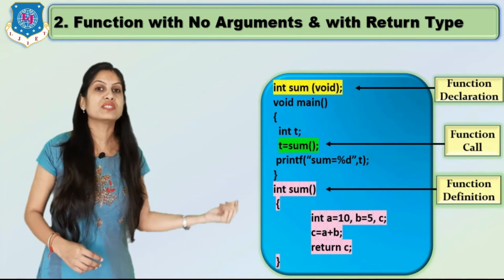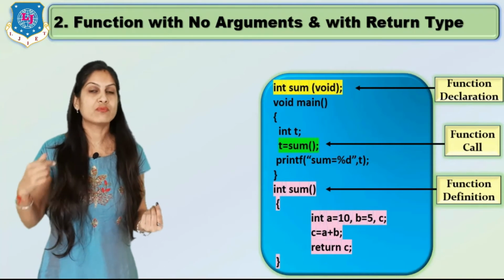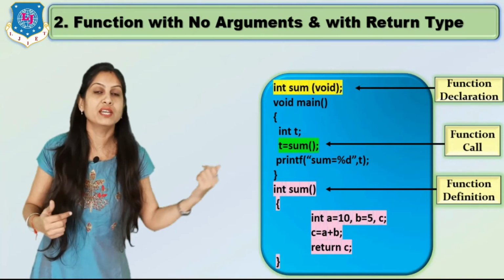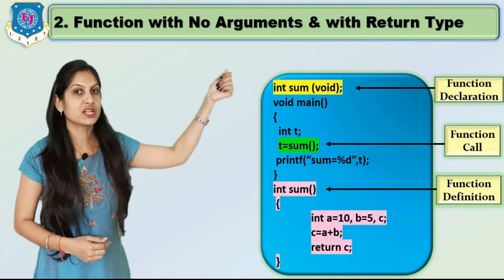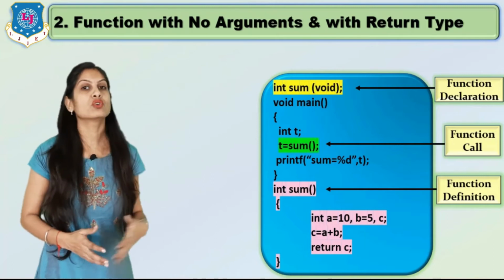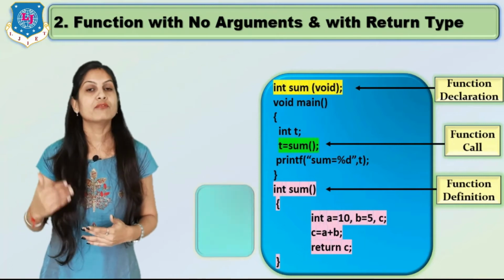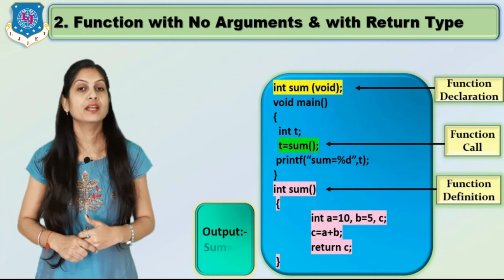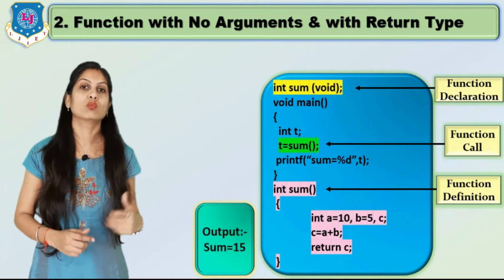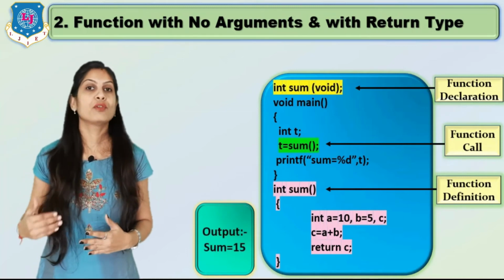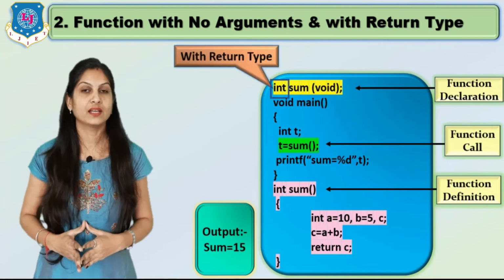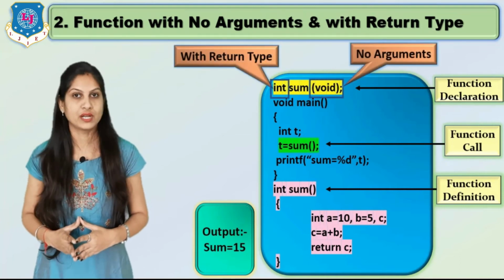So the value of c, that is 15, 10 plus 5, what happens: c = 15 will be returned to the function call, and that value will be stored in variable t, and then our final answer will be printed in the output, that is sum = 15. So this is the flow of how we can write the program using the second category.